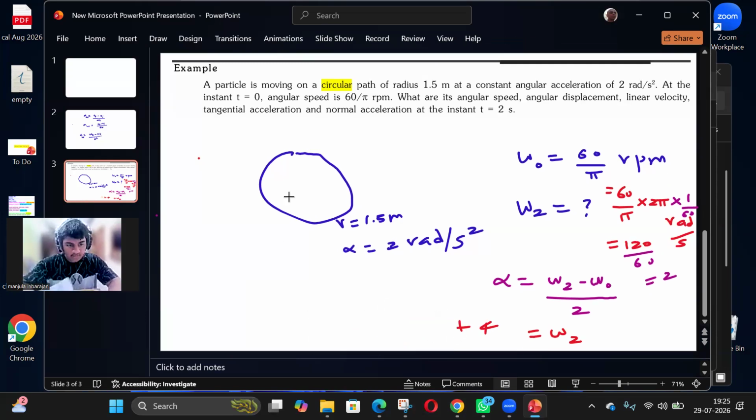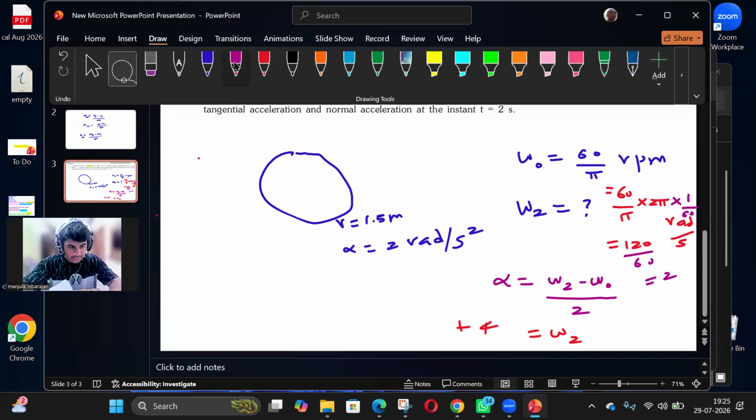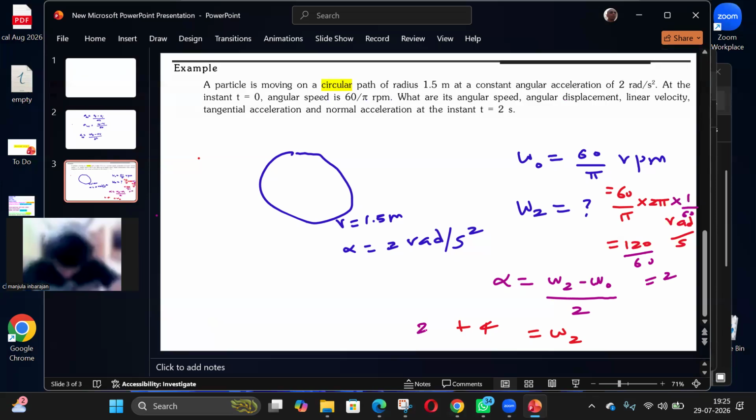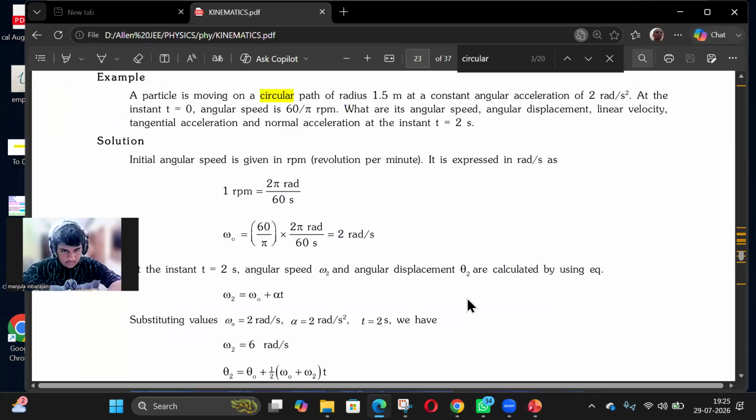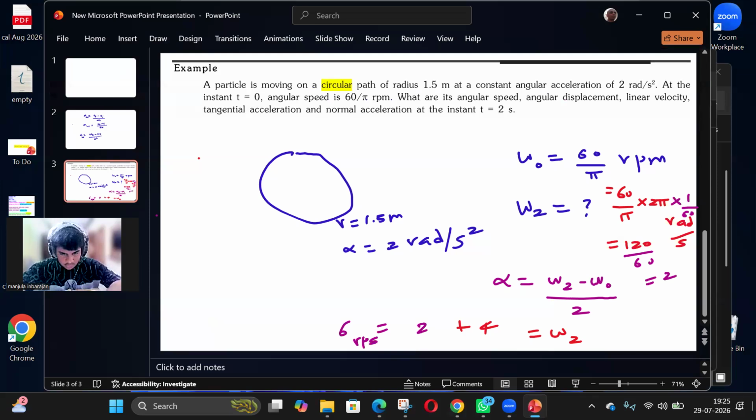So we have to convert it into per second, sir. Yeah. So after we convert it into RPS, it will be like... not RPS, radian per second.